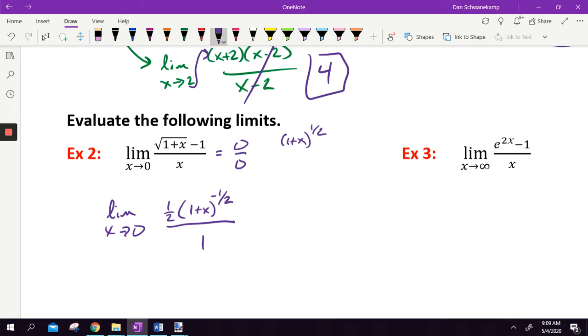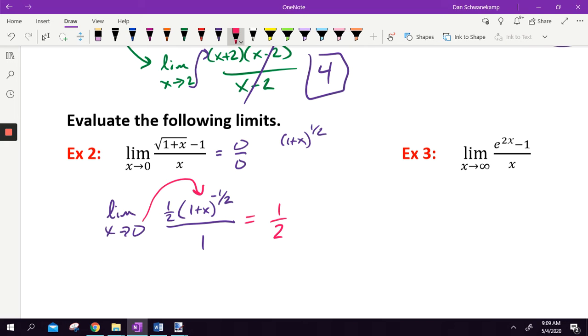Now that I've done that, I'm going to plug in my limit and see what I get. So I'm going to take 0, plug it in. I get 1. 1 to the negative 1/2 power is still 1. 1 times 1/2. My answer is 1/2, done. Easy. Just take the derivative of the top and the bottom.